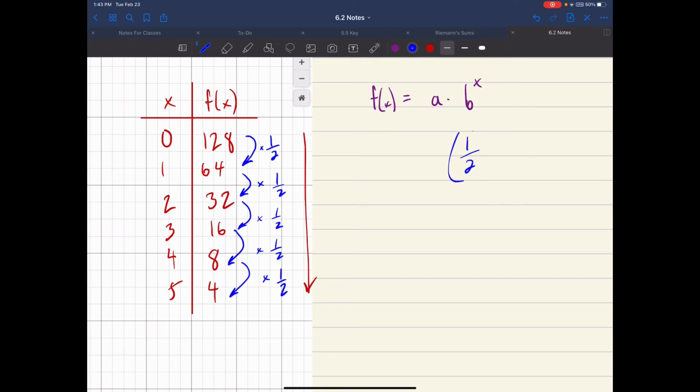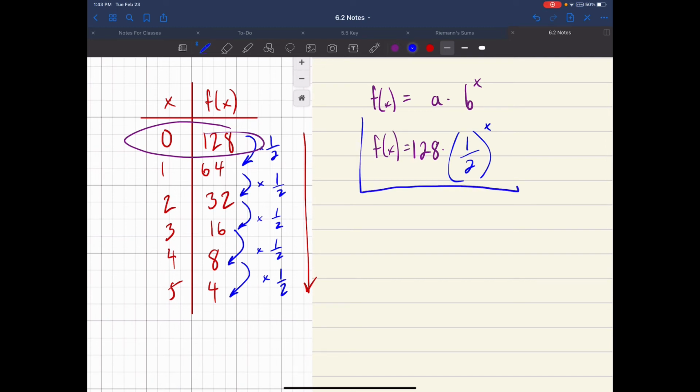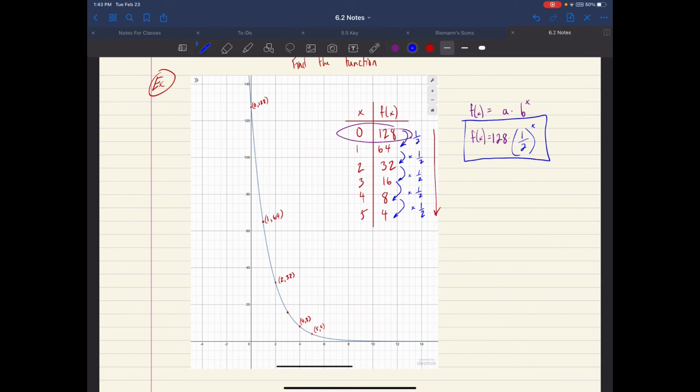So I'm going to put this in parentheses and then put the x outside. Now I go to the table and look at my 0 coordinates, so that's 128, so this is 128 out here. And there it is. So f of x is 128 times 1/2 raised to the x. So let's look at this graph. We can look at that one, and it is decreasing.